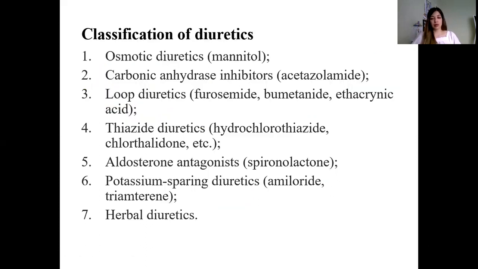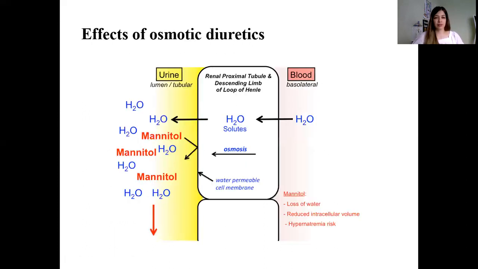So what are the diuretics and their groups? First, osmotic diuretics, mannitol. Second, carbonic anhydrase inhibitors, acetazolamide. Third, the loop diuretics, loop because of the Henle loop: furosemide, bumetanide, ethacrynic acid. Fourth, thiazide diuretics: hydrochlorothiazide, chlorthalidone, and so on. Fifth, aldosterone antagonists, spironolactone; potassium sparing diuretics, amiloride, triamterene; and the herbal diuretics.